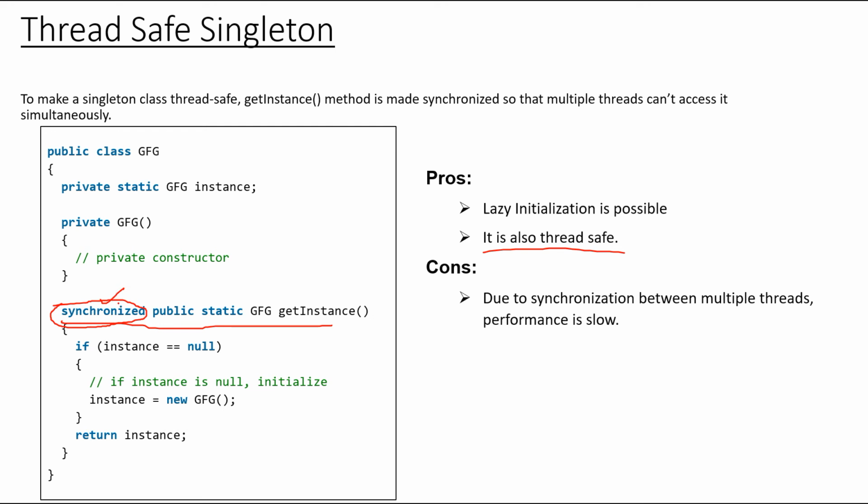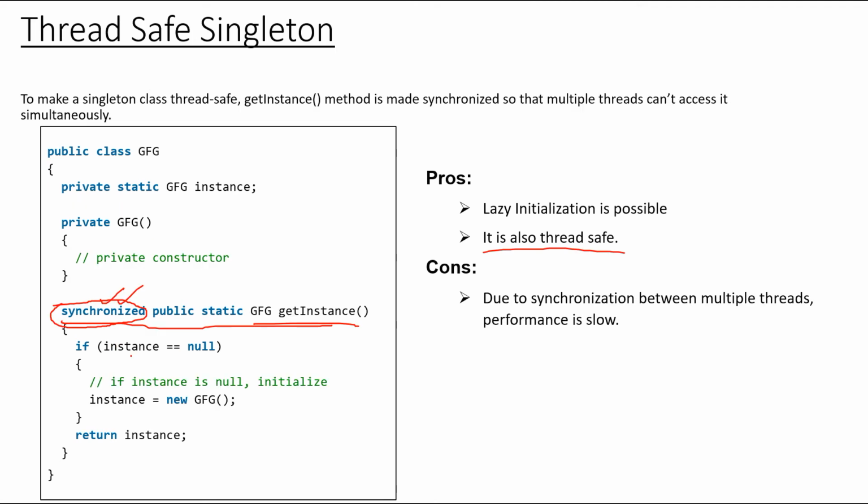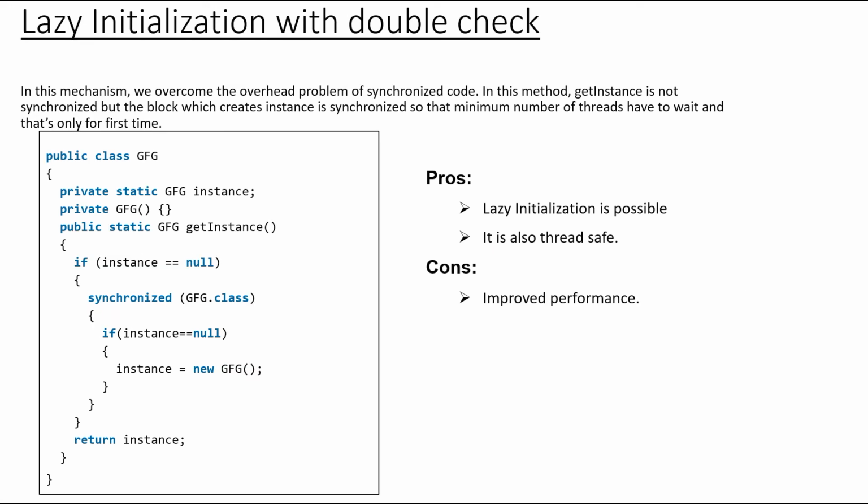Just remember that we are going to use the synchronized keyword to make this getInstance method a synchronized method. And the last one is lazy initialization with double check. The drawback of this thread safe singleton class is that because of the synchronized keyword, in a multi-threaded application, this getInstance method will take more time, or it is going to slow down the performance of that application, because it has to synchronize different threads and synchronization takes some time.